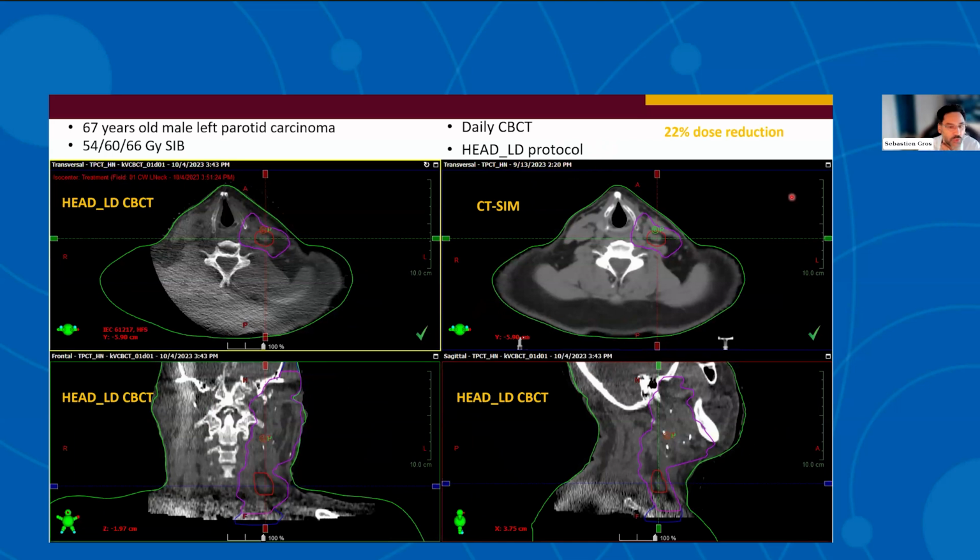Sometimes in the neck, you want to align based on some nodes. And this is an example of a node in the neck. This is from the CT SIM. This is from the head low dose community protocol with about 22% reduction. And we can clearly see the nodes here on the three different planes from the cone beam CT.